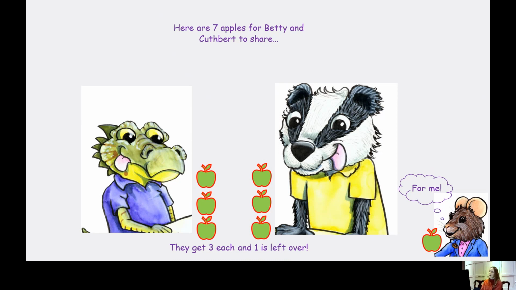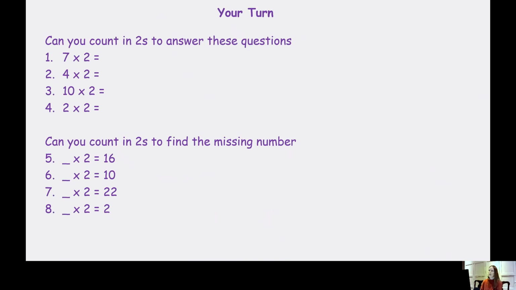Okay, now I've got a bit of a challenge for you. So this is your turn to have a go at answering some questions. For the first set of questions, we're going to be counting in 2s to answer those questions. So you might want your 1 to 100 grid to just double check on answers here. And in the second set of questions, they're quite difficult because you have to find the missing numbers. It's a bit like working backwards. So how many lots of 2 do you need to get to 16?